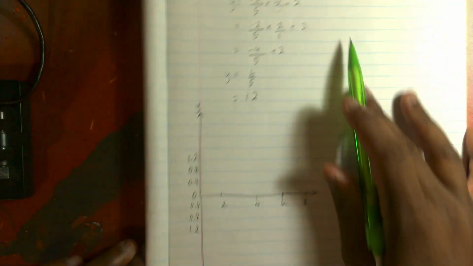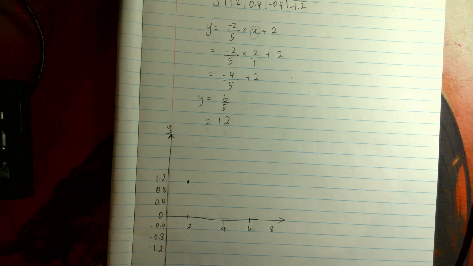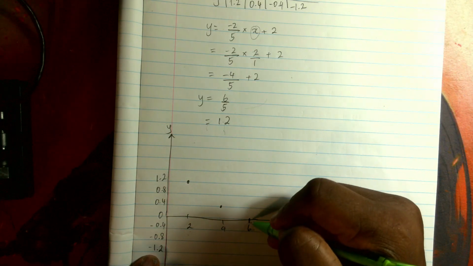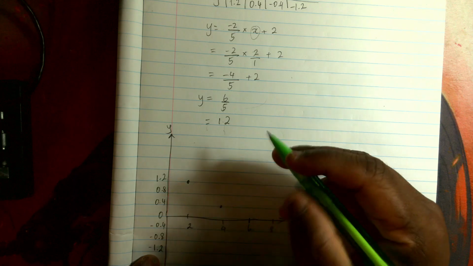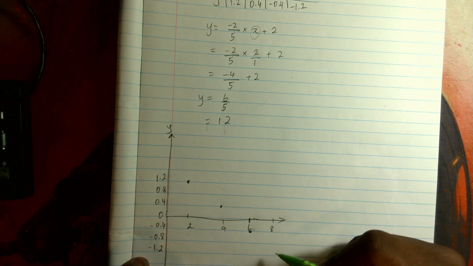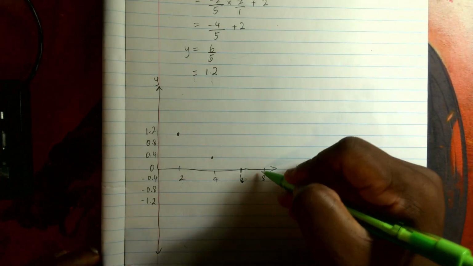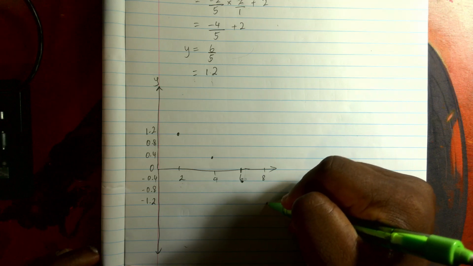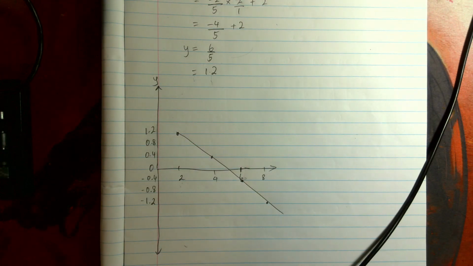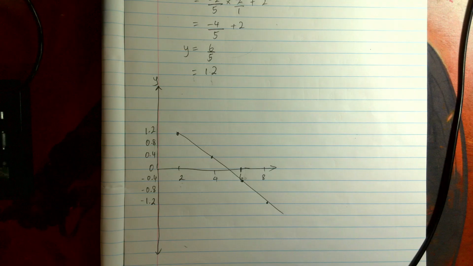At 0, I don't have anything. At 2, I've got 1.2. At 4, I've got 0.4. At 6, I've got -0.4. And at 8, I've got -1.2. So that's my graph. There it is, I've drawn it off my table values, so that one's done.